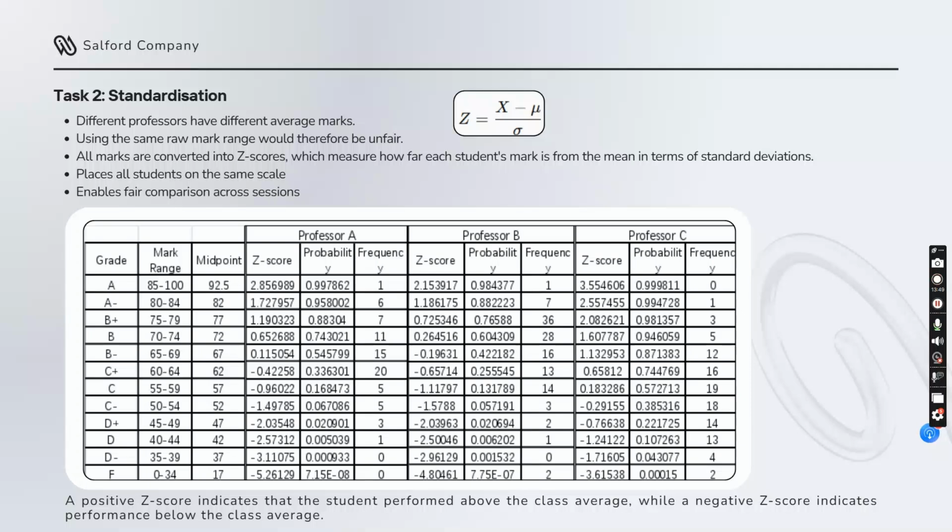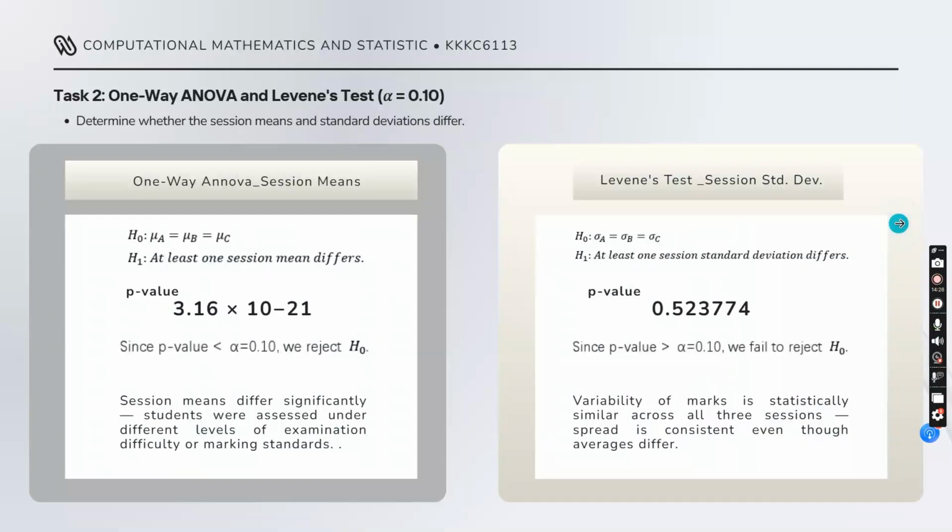In this study, each mark interval was represented by its midpoint, and the corresponding Z-scores and cumulative probabilities were calculated. The results show that the same raw mark corresponds to different percentile rankings in different sections. For example, a mark that is considered average in one class may actually represent above-average performance in another class. Therefore, converting marks to Z-scores provides a common statistical scale for comparing students from different sections more fairly.